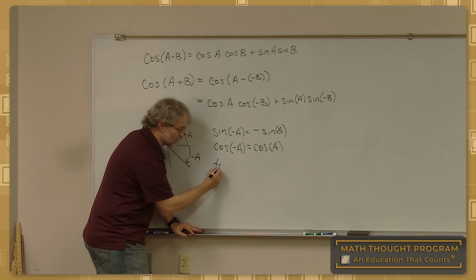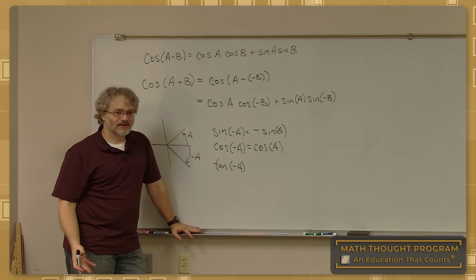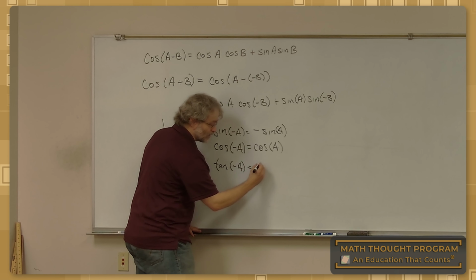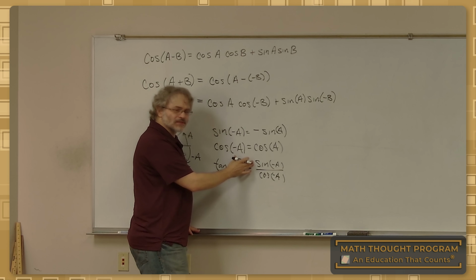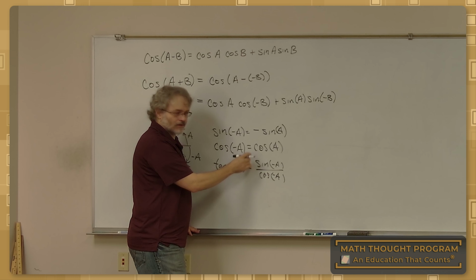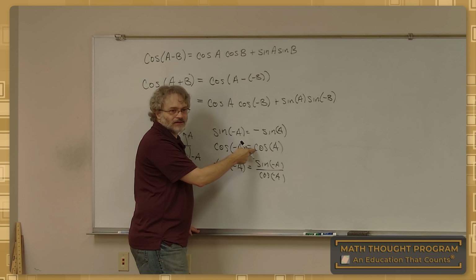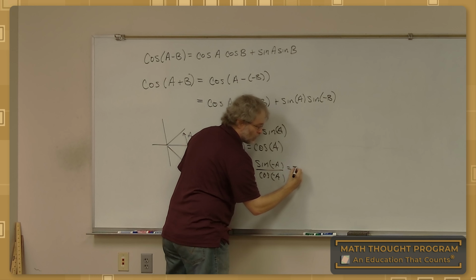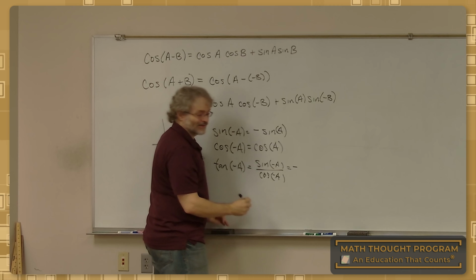And I can also do the same thing with tangent. I can say tangent of negative a. Well, tangent, I know that's going to be nothing more than sine over cosine. But what was sine of negative a? What's cosine of negative a? It's that. Take the ratio, you get minus, and what's sine over cosine? Tangent.